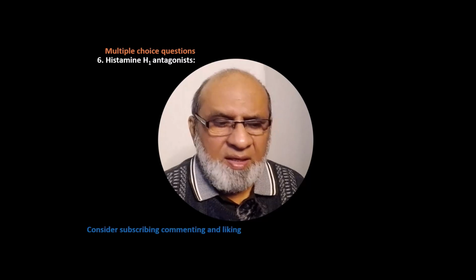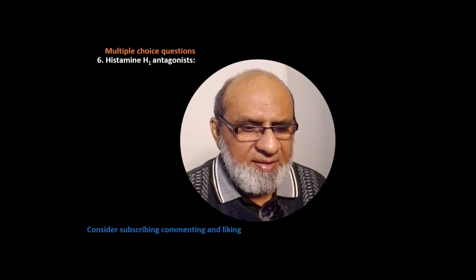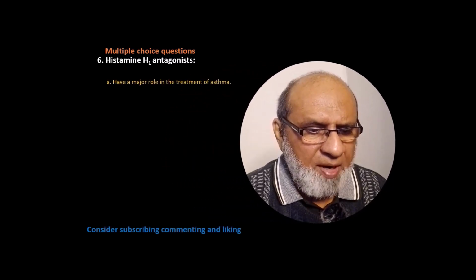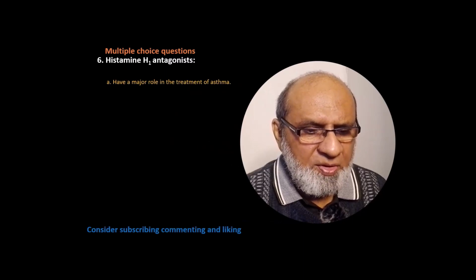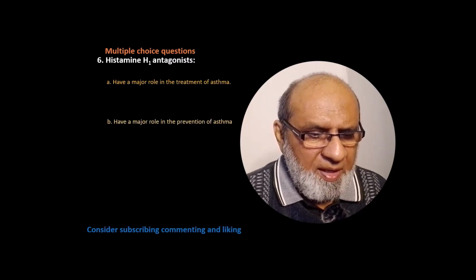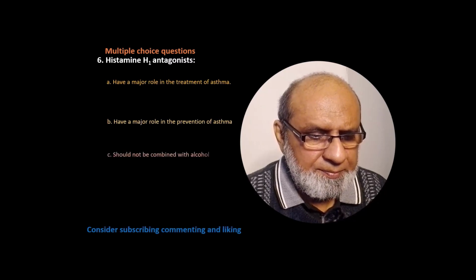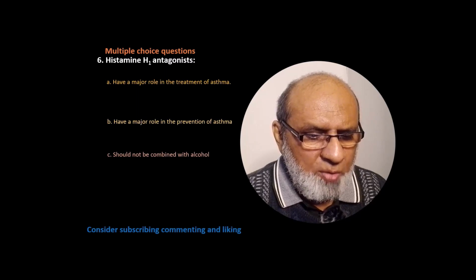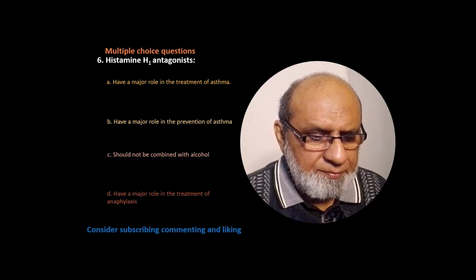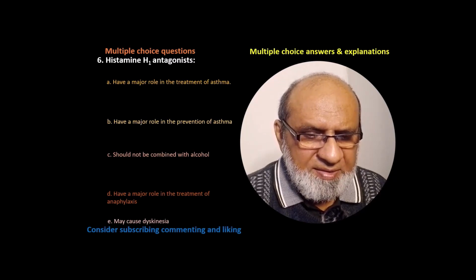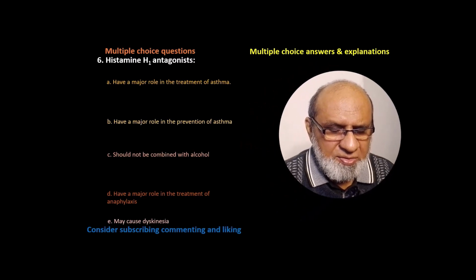Question number 6. Histamine H1 antagonists. Part A: have a major role in the treatment of asthma. Part B: have a major role in the prevention of asthma. Part C: should not be combined with alcohol. Part D: have a major role in the treatment of anaphylaxis. Part E: may cause dyskinesia. Let's discuss the multiple choice answers and explanations.